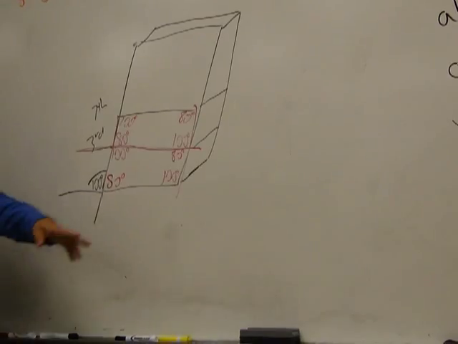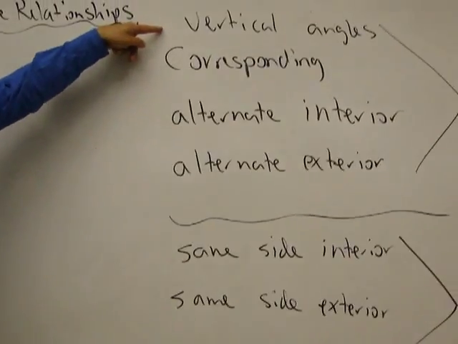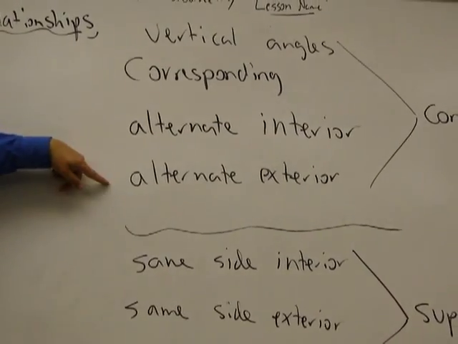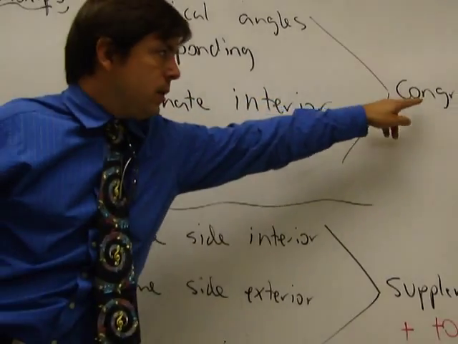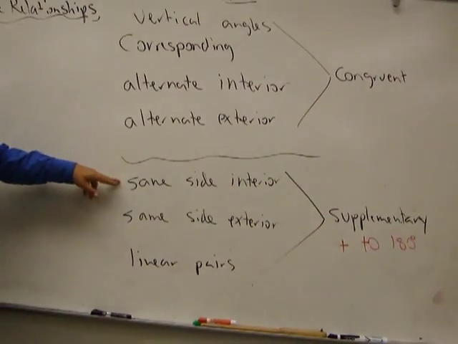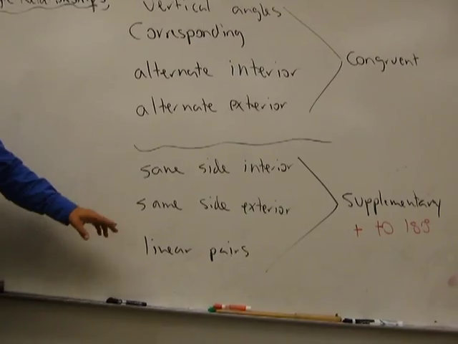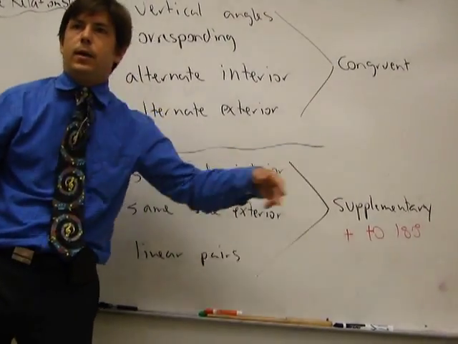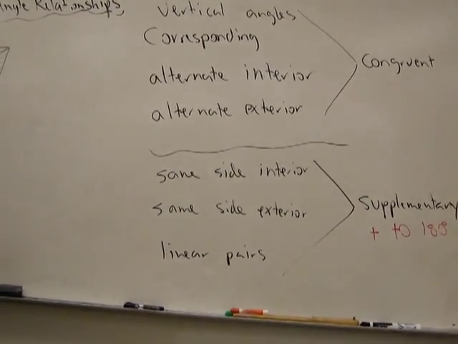And between, let's review, vertical angles, corresponding angles, alternate interior and alternate exterior, always being congruent. Same side interior, same side exterior, and linear pairs always being supplementary. You can solve a lot of angles just by one given angle.